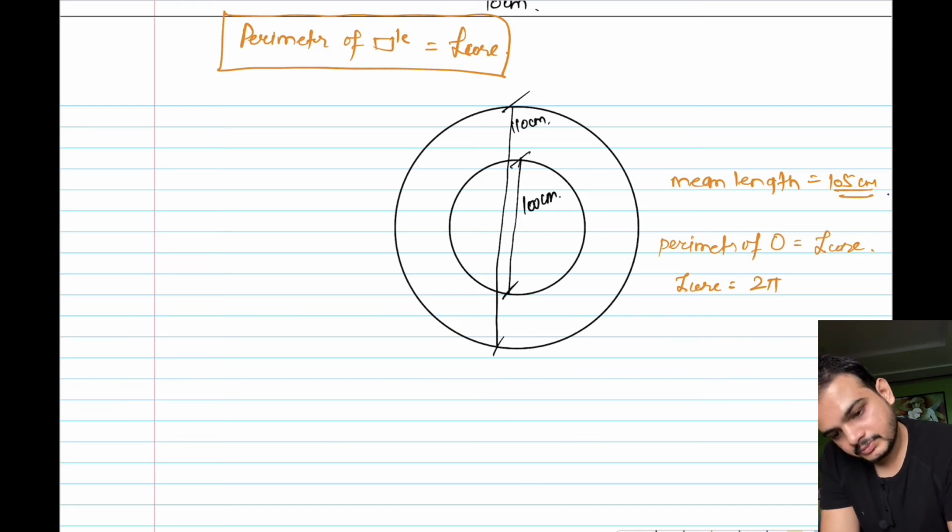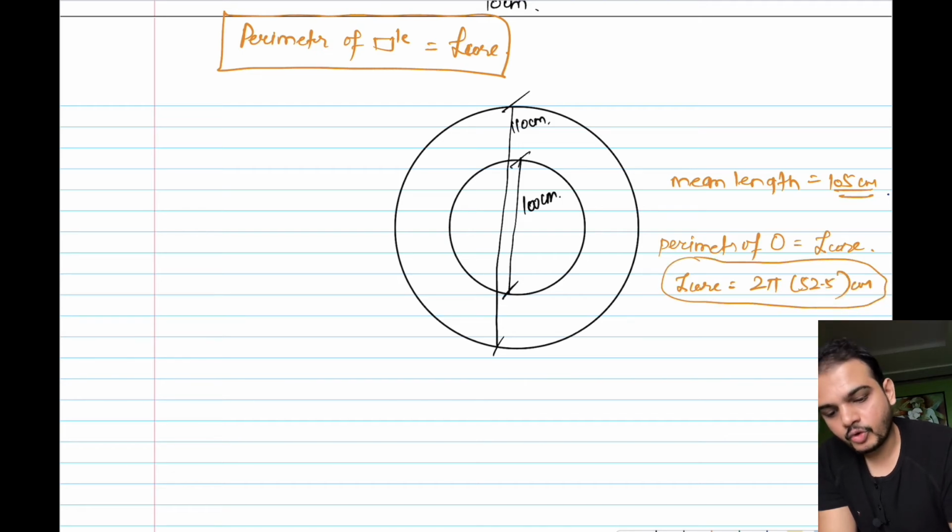See here, our mean diameter is how much? This is the mean diameter, 105 centimeter. It's a diameter, but we want the radius. So take half of this 105, and we will get 52.5 centimeter. This will be our length of core material.